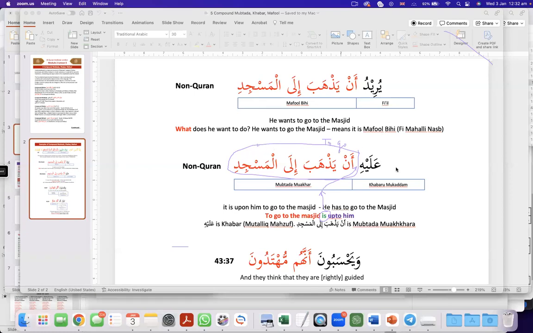Is up to him. So which one is mubtada, and which one is khabar? أن يذهب إلى المسجد is mubtada. To go to the mosque is up to him. So alayhi is separating the mubtada and the khabar.